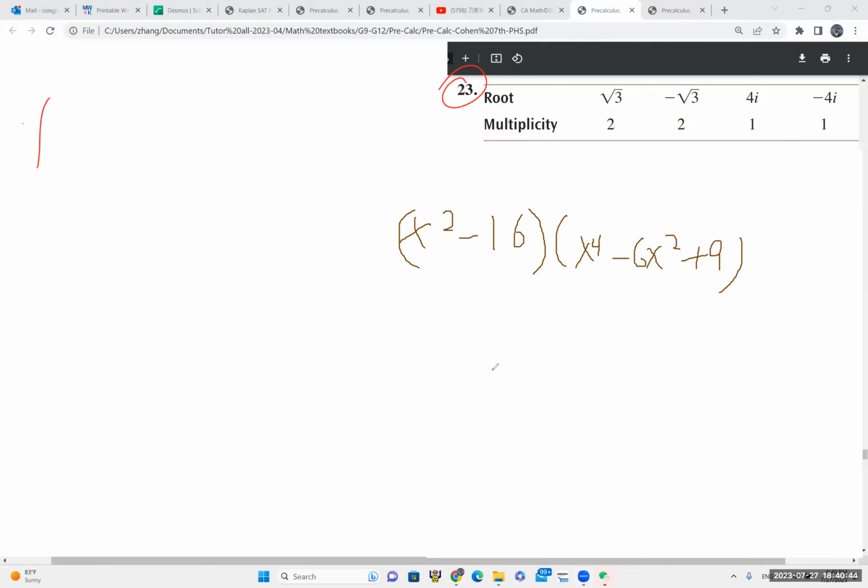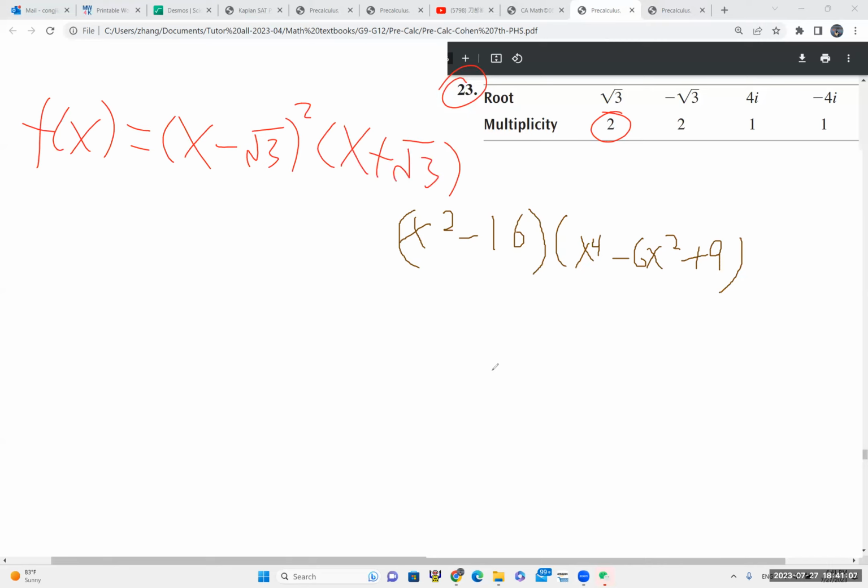So first we write f of x equal to x minus square root of 3, radical. Here the multiplicity is 2, so it means square. Then similarly x plus square root of 3 squared. Then x minus 4i, then x plus 4i. Right? Yeah, anyway, from this, maybe there's some mistake.